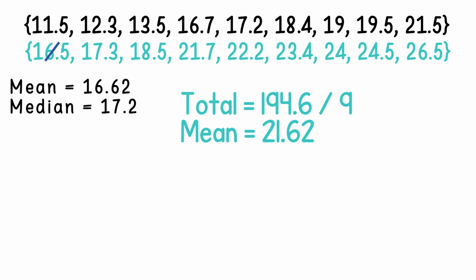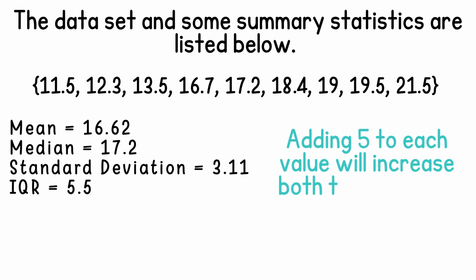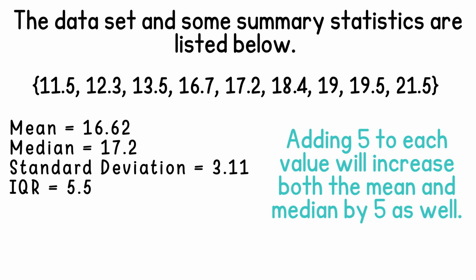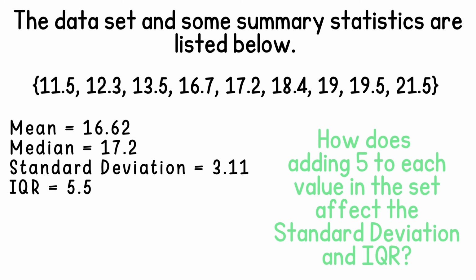Now we'll find the median by crossing out the smallest and highest points until we reach the middle. So now we've reached the middle and see that 22.2 is our median. If we compare our new mean of 21.62 to our other mean of 16.62, we can see that it increased exactly 5 units. Our new median also increased by 5 units. So we can say that adding 5 to each value will increase both the mean and the median by 5 as well. How does adding 5 to each value in the set affect the standard deviation and the IQR?